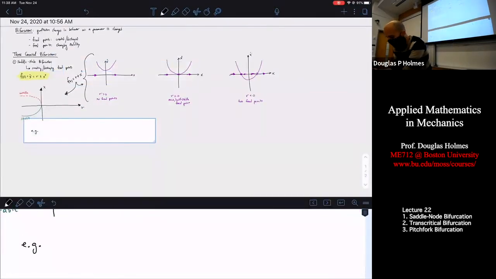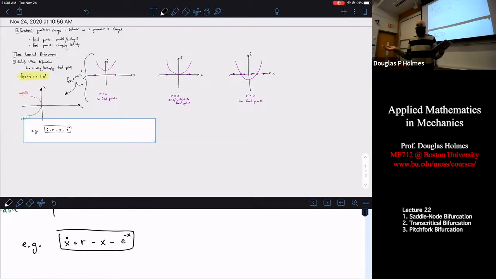So let's look at an equation where x dot is equal to r minus x minus e to the negative x. This doesn't look like anything familiar to us in the canonical form of a saddle node bifurcation. But look at what we can do when we have an equation with this complicated exponential term in here: we could consider doing a Taylor series expansion about x equal to 0. Why do we care about doing it around x equal to 0?